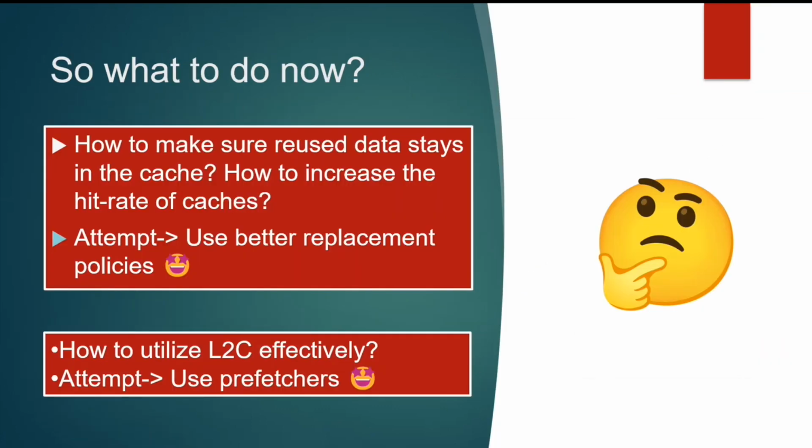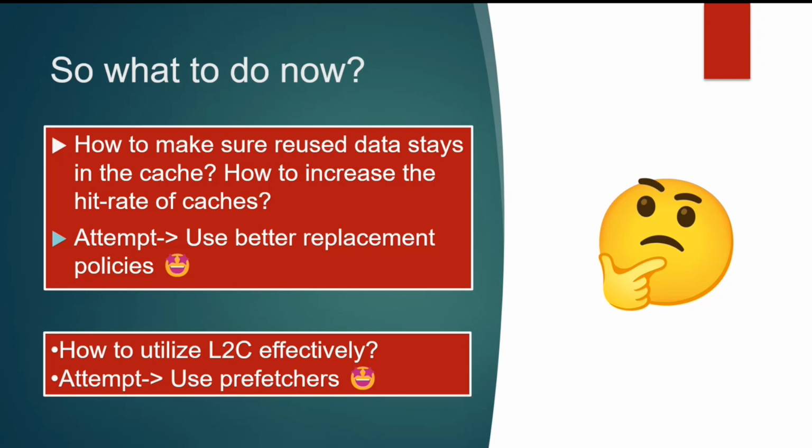Thus, we inferred that it is not the way the data is kept in the caches, but the type of data that is kept, which is serving as a bottleneck in improving performance. So the question arises, what can we do to improve cache performance? How to make sure that reuse data stays in the cache? How to increase hit rates?